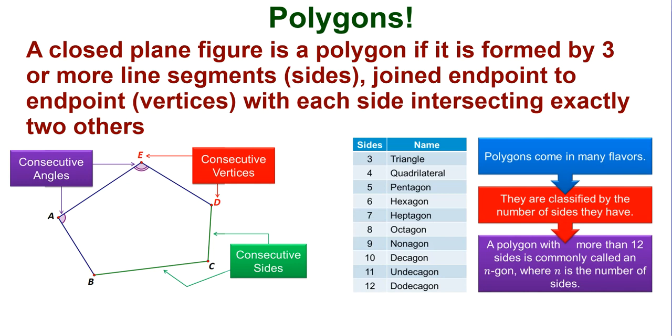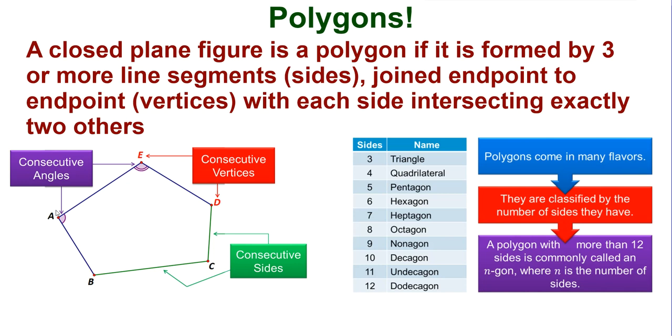So we're going to talk about polygons today. Now polygons are simply a closed figure on a plane. It's two-dimensional, and it's formed by three or more joined segments called sides. So we're going to get some terminology out of the way first.